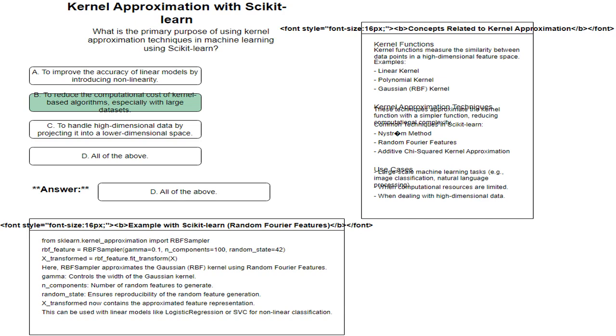Correct. Kernel approximation can help handle high-dimensional data. Techniques like Nystrom approximation and random Fourier features can reduce the dimensionality of the data by projecting it into a lower-dimensional feature space, making computations more efficient. C. To handle high-dimensional data by projecting it into a lower-dimensional space.